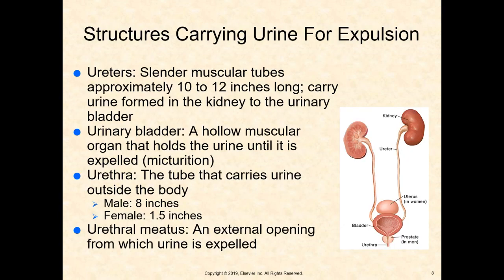So we just discussed these, so I'm not going to go over these in much detail, but we'll just talk about some areas we didn't talk about. The ureters are quite long. They're 10 to 12 inches long, and they carry the urine to the bladder. The bladder is a hollow muscular organ that holds urine until it's expelled. Another term for that is micturition. The urethra is the one tube that carries urine outside the body. And the interesting fact here, in males, that tube is 8 inches long. In females, it's only 1.5 inches. The urethral meatus is the external opening from which the urine is expelled from the body.